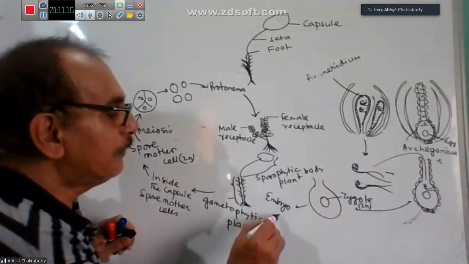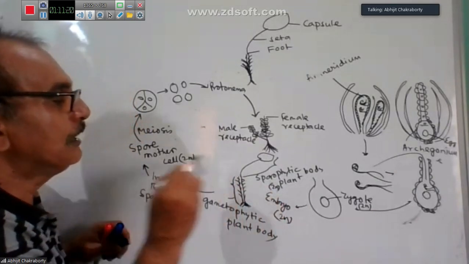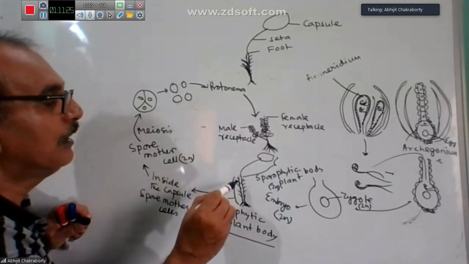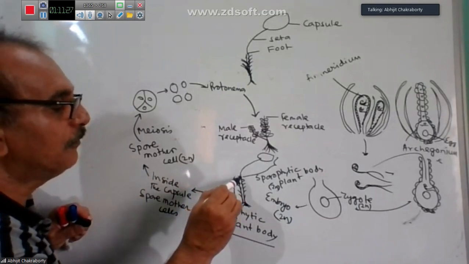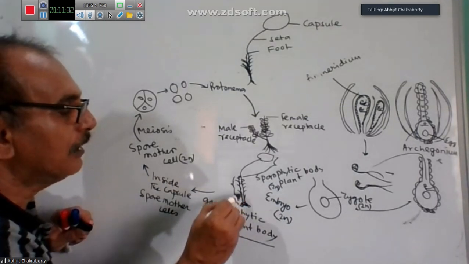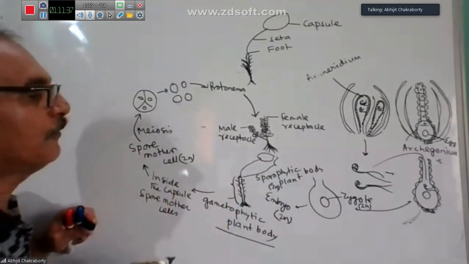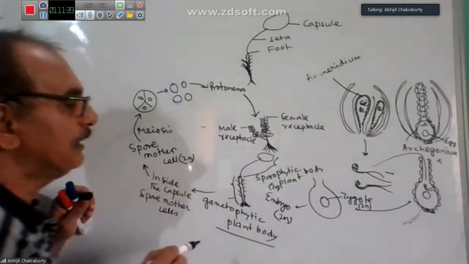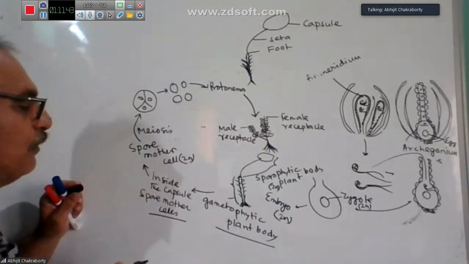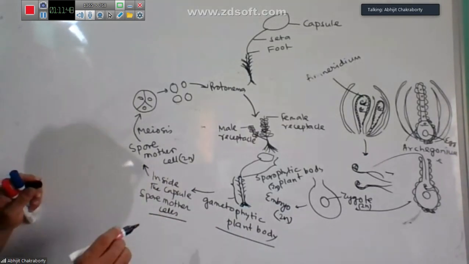It forms embryo, and you will get the sporophytic plant body, which is partially dependent on the gametophytic plant body. How? Because it grows here, for anchorage and for some nutrition. It has to depend on the gametophytic plant body. Also, it has some photosynthetic cells, they can also photosynthesize, but it is partially dependent. Inside the capsule, spore mother cells are developed. Actually, sporangia develop. Sporangia to spore mother cell. Actually, the sequence is like this.